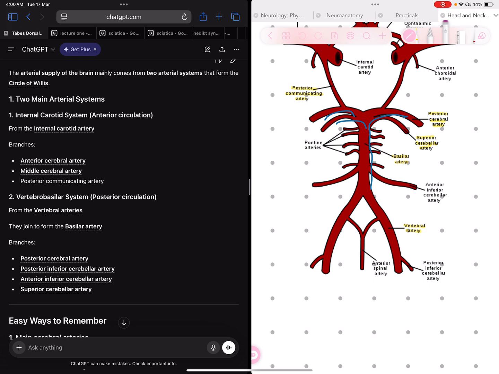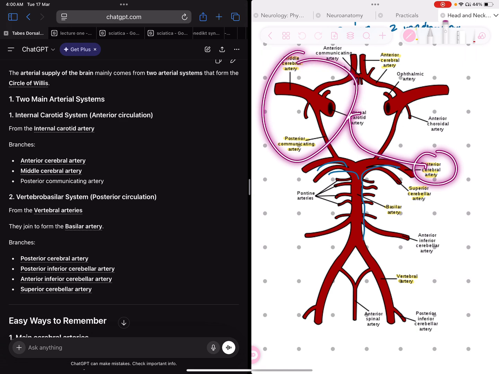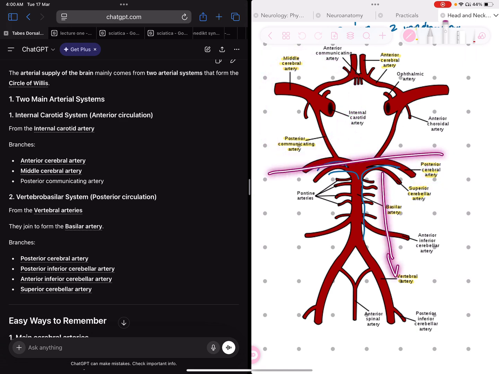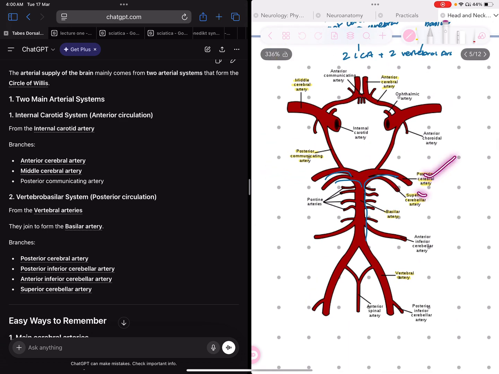First of all, you have the PICA, then you have the AICA, and then you have the superior cerebellar artery, and then you have the posterior cerebral artery. This also comes in the posterior region. So you have four arteries. It would have been better if we had done the cerebral and cerebellar separately, but now this is how you have to learn it and remember it for life. Fine. So the four branches here: AICA, PICA, superior cerebellar, and posterior cerebral, right?